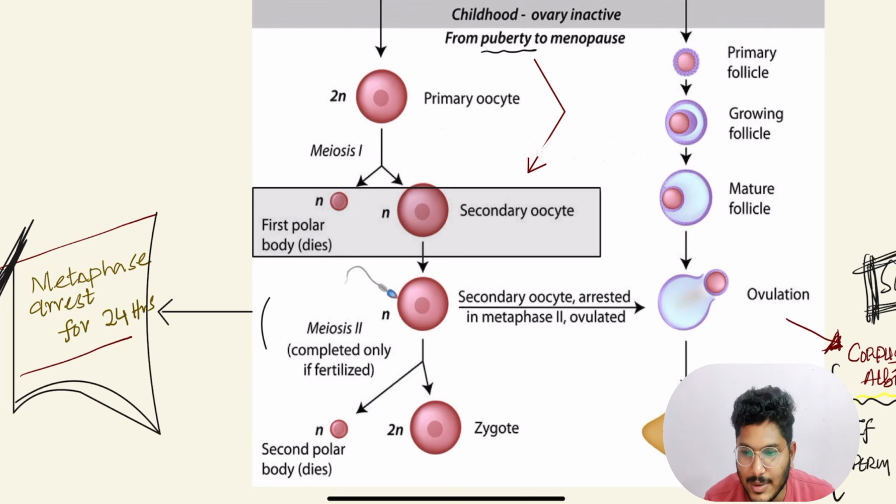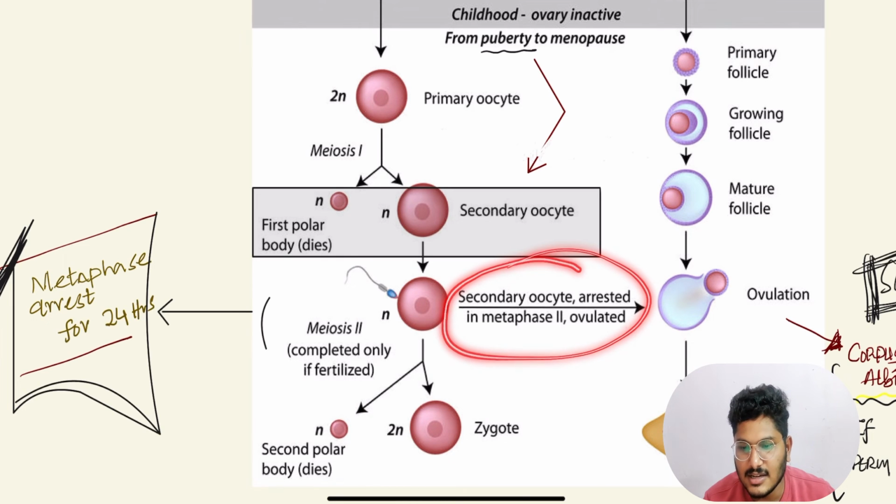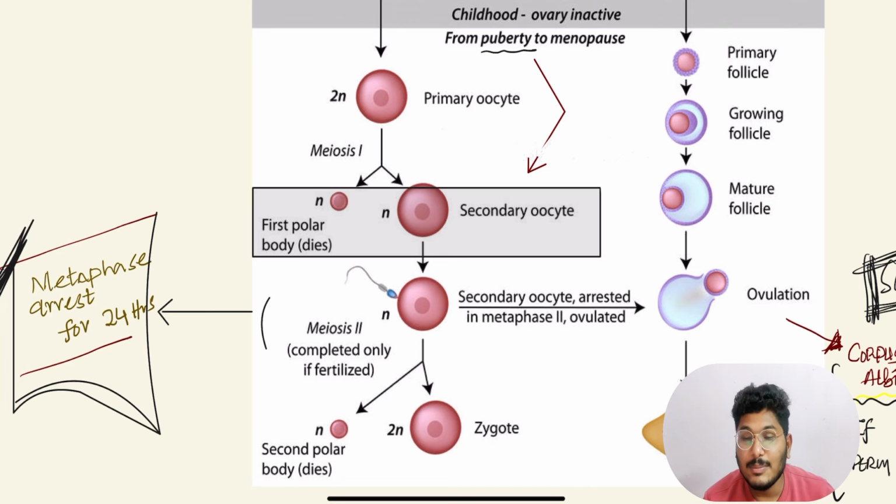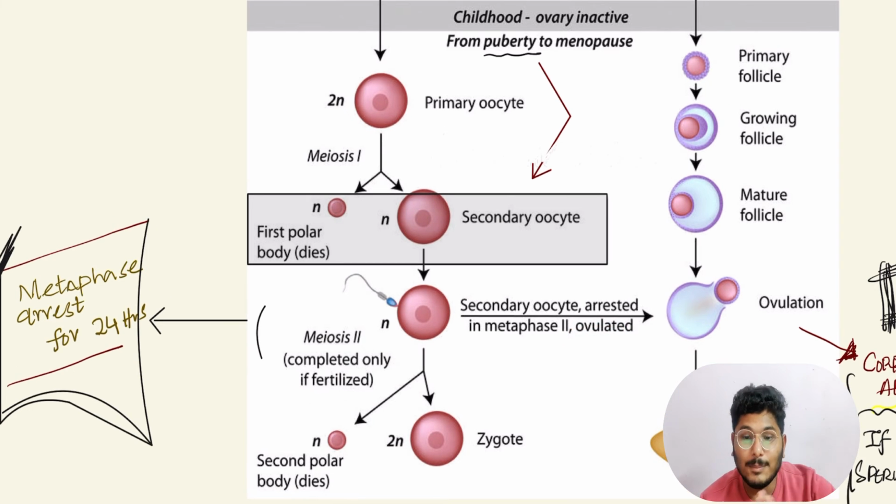So what's happening over here? The secondary oocyte is arrested in metaphase 2 and it is ovulated, and fertilization has to happen to complete its meiosis 2. Once fertilization occurs, it results in a zygote and a second polar body, and the second polar body will degenerate. We will see this in the next session in an animated video.